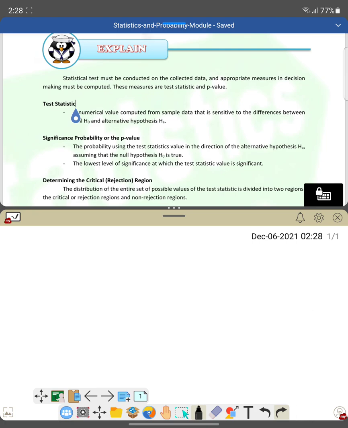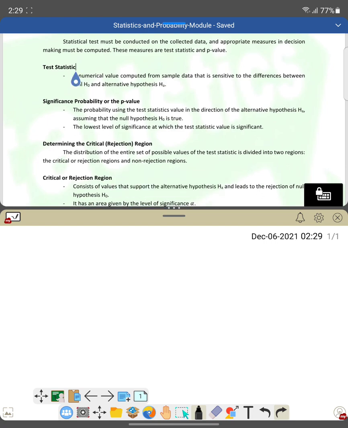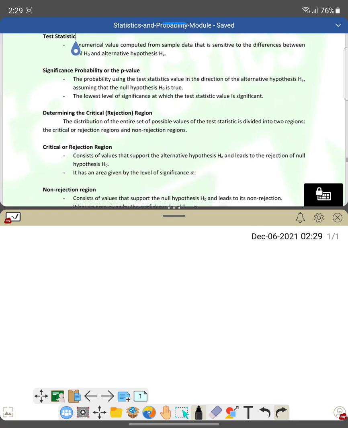The first thing that we need to learn is the significance probability, or what we call the p-value. The p-value is a probability using the test statistic value in the direction of the alternative hypothesis, assuming that the null hypothesis is true. It is also known as the lowest level of significance at which the test statistic value is significant. Next, we need to determine the critical value and the critical region, which is determined by your critical value, or what we call the rejection region.